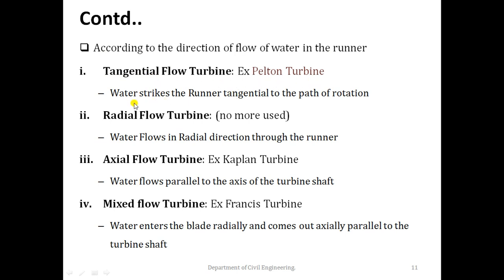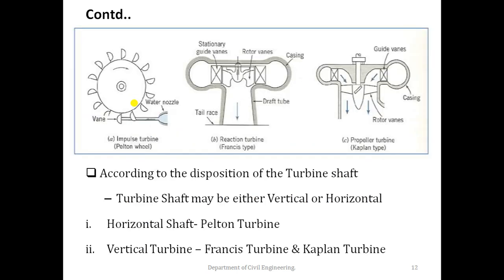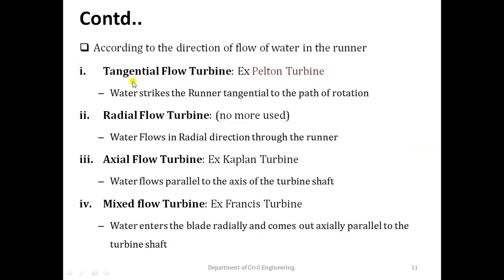So here the water strikes the runner tangential to the path of rotation. So in this diagram you can see there are a number of curved vanes attached to the runner of the turbine, and the jet is striking the vanes tangential to the runner. Hence it is a tangential flow turbine. Coming to radial flow turbine, of course radial flow turbine is no more used. Here the water flows in a radial direction through the runner.